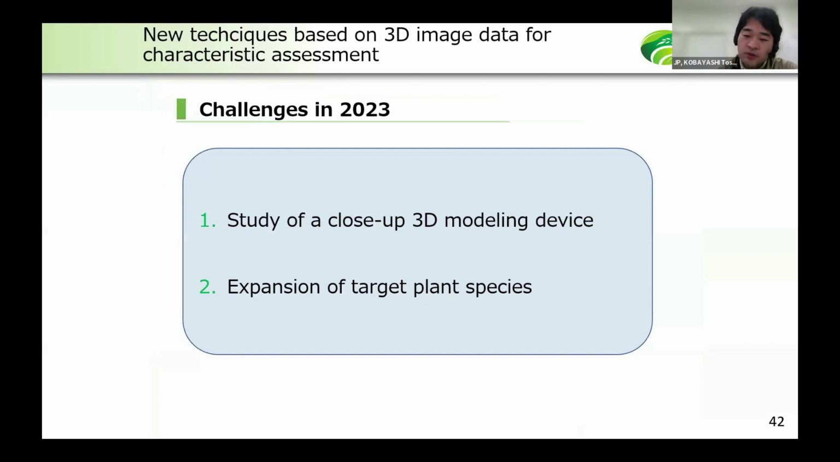These are our 2 challenges in 2023. The first one is to examine a close-up 3D modeling device to create 3D models that can distinguish even the small details of the plants. The second one is to expand the target plant species for 3D modeling to roses and dianthus. The results for 2023 are still awaiting publication, and we will make a presentation at the next opportunity.